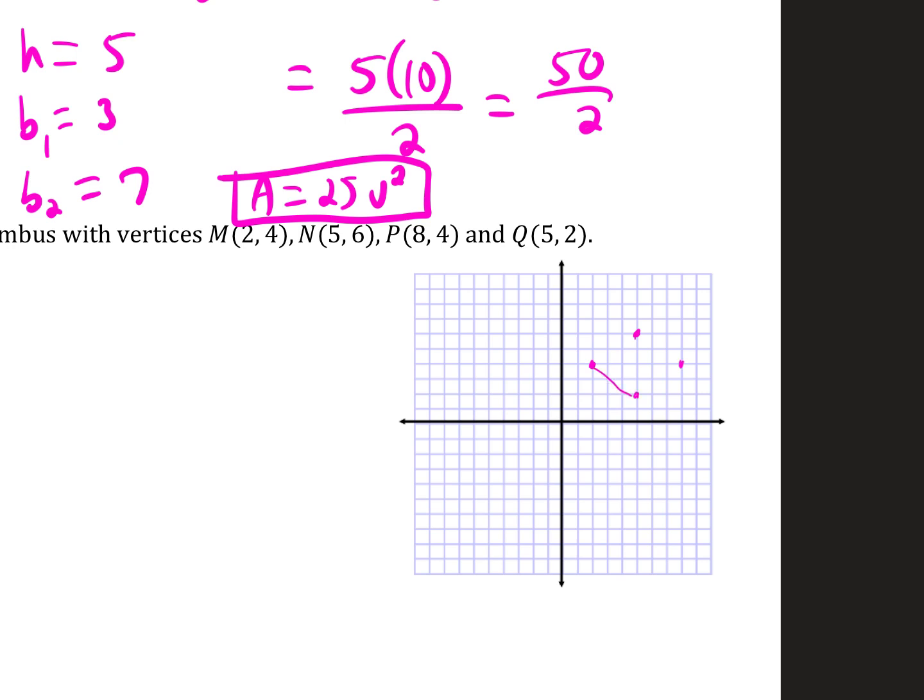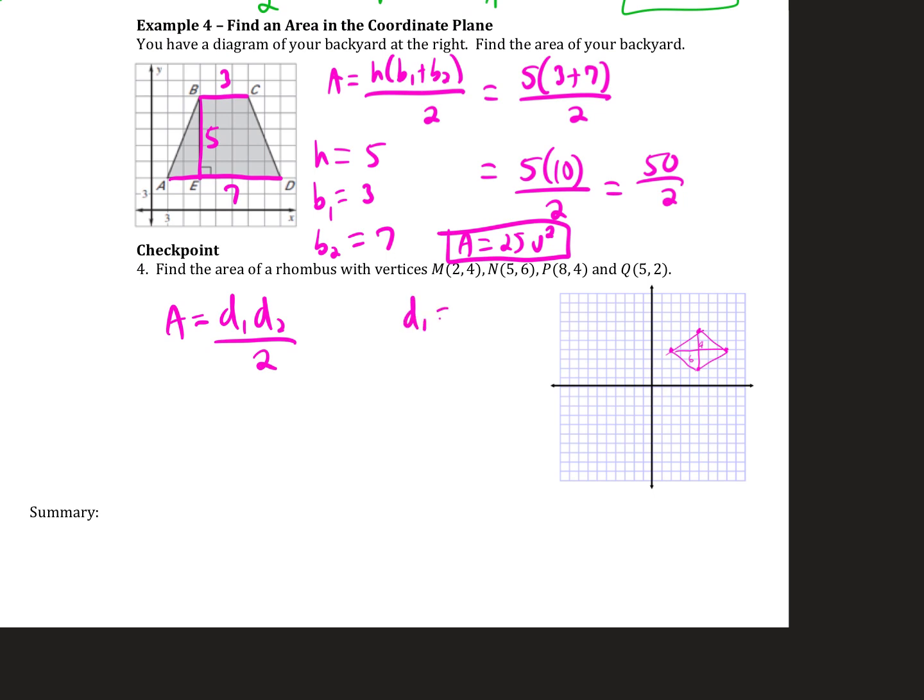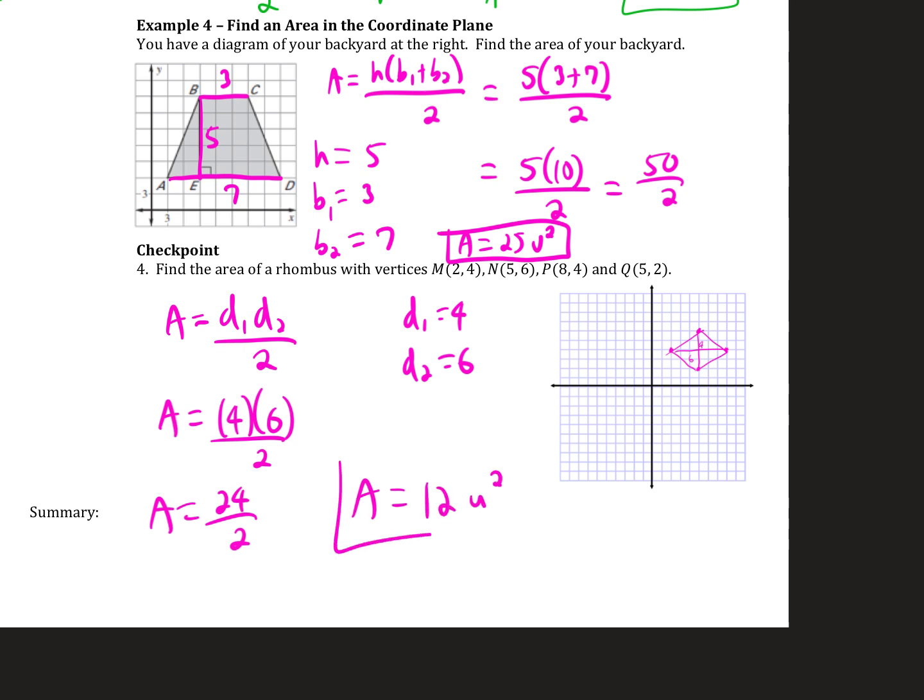So here's our shape, okay? So we've got to find the lengths of the diagonals here, right? Which is from here to here. So how many is the vertical one? We have 1, 2, 3, this is 4. And then all the way across is 1, 2, 3, 4, 5, 6, right? So we have 4 and 6. So diagonal 1 equals 4, diagonal 2 equals 6. So just plug into the formula. Diagonal 1 is 4, so we've got 4 times diagonal 2, which is 6, all over 2. So A equals 24 over 2. So A is going to equal 12 units squared, because there's no actual units, so we just use units squared.